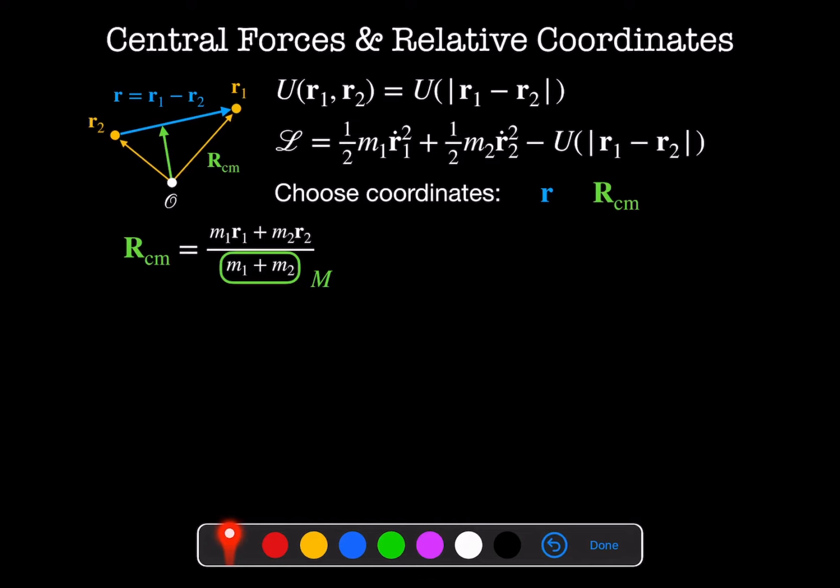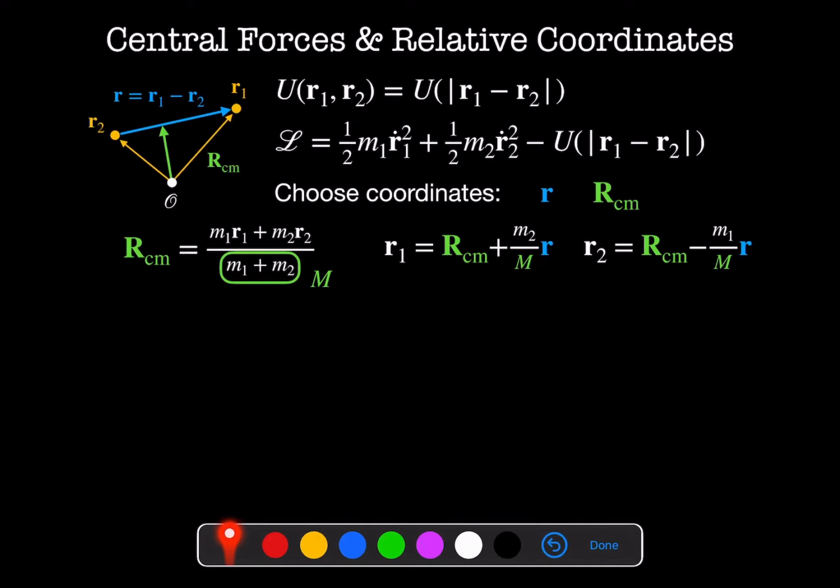Now, in terms of the relative coordinate r and our center of mass coordinate RCM, we can write our positions. r1 is equal to RCM plus m2 over M times our relative position r. And similarly, our position r2 is now given by RCM minus m1 divided by the total mass times the relative position r. The potential energy is already a function of these two coordinates, as it depends only on the magnitude of the relative coordinate r.